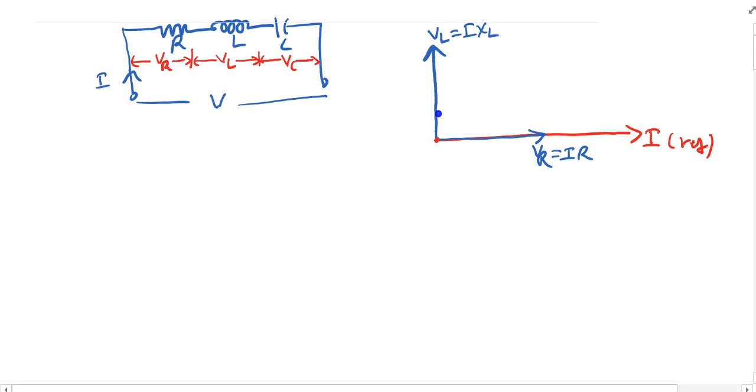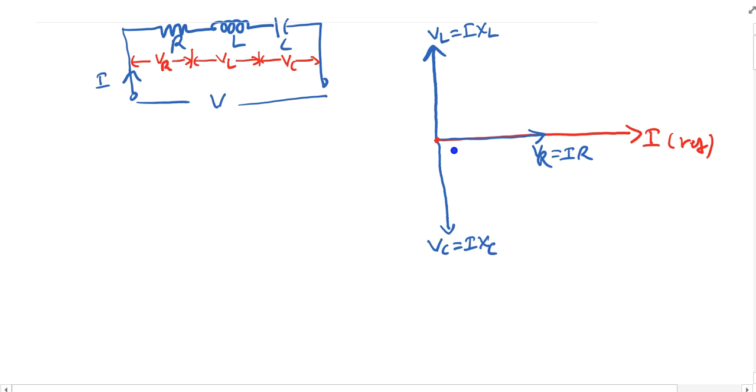Now if I want to draw the phasor diagram for the capacitor alone with respect to this current, then for a pure capacitive circuit my current leads voltage by 90 degrees. So this is VC, nothing but I into XC. Now you see my current leads this voltage by 90 degrees. So this is the meaning.